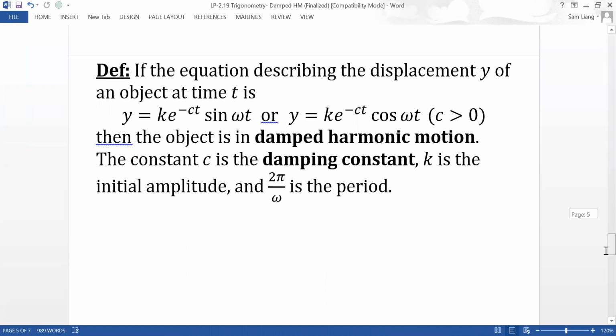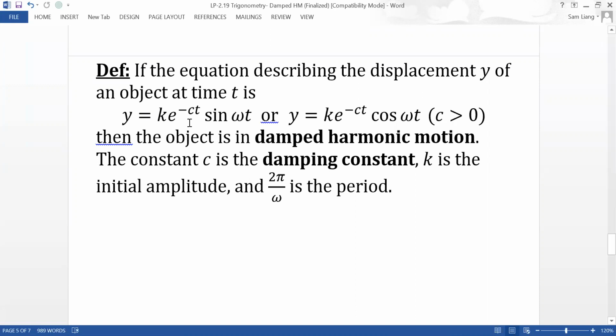Here's the definition. Would someone mind reading this for us? If the equation describing the displacement y of an object at time t is y equals k e to the negative ct power sine omega t, or y equals k e to the negative ct cosine omega t, c is greater than 0, then the object is in damped harmonic motion. The constant c is the damping constant, k is the initial amplitude, and 2 pi over omega is the period. All right, thank you for that.